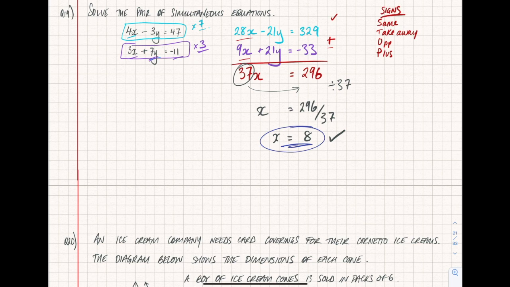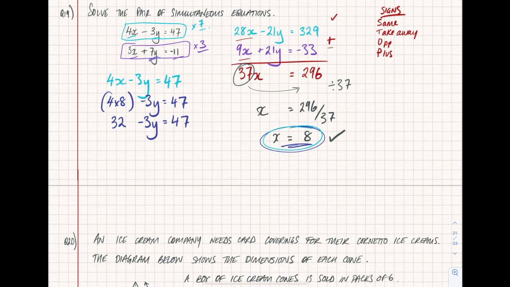You go back to this first equation that you've done. So the 4x minus 3y equals 47. Or you could use the second one, it doesn't matter. And you change x for 8. So I'm now going to say 4 times by 8 minus 3y equals 47. Well, that gives me 32. 32 minus 3y equals 47.